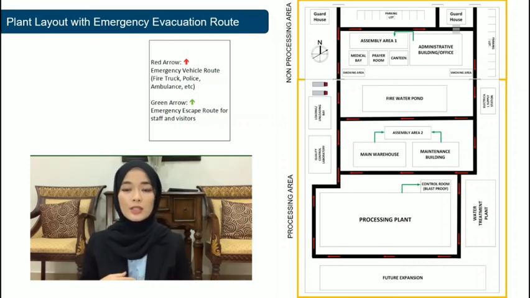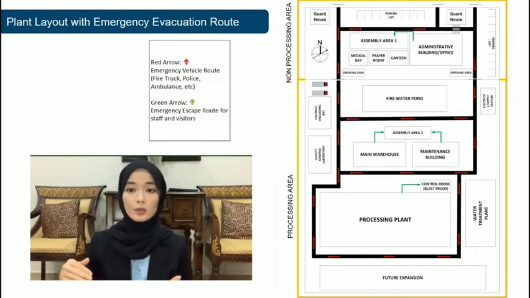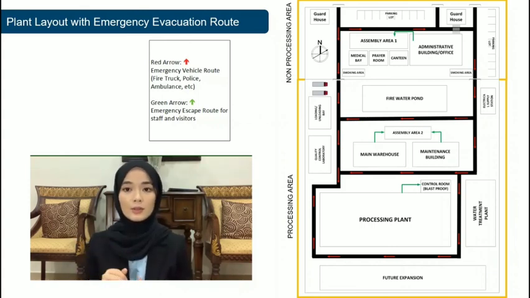So the red arrow is for the emergency vehicle. For example, in case of emergency, the police or ambulance or fire truck will use that route to go to the emergency area, and then the green arrow indicates the emergency escape route for the staff or visitors. For example, in the non-processing area, the staff or the visitors from the administrative building will escape to the assembly area 1.